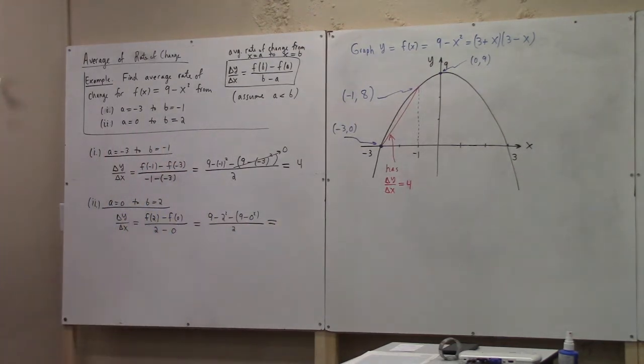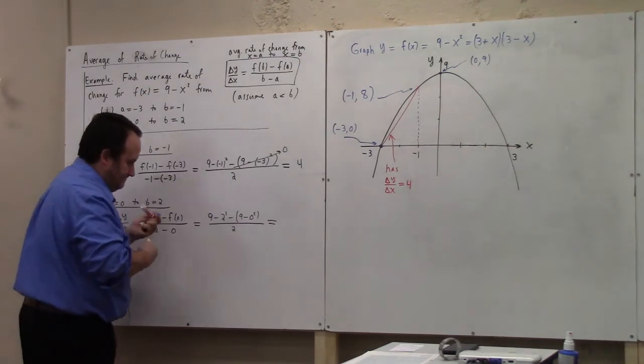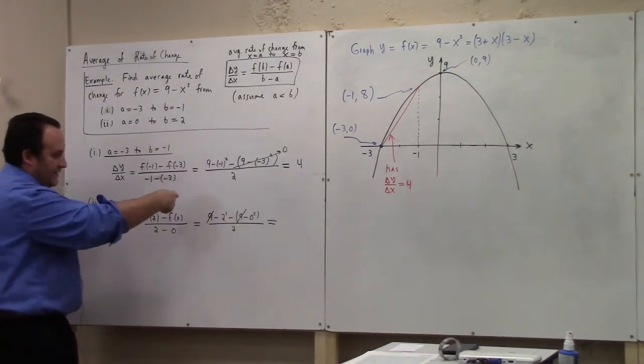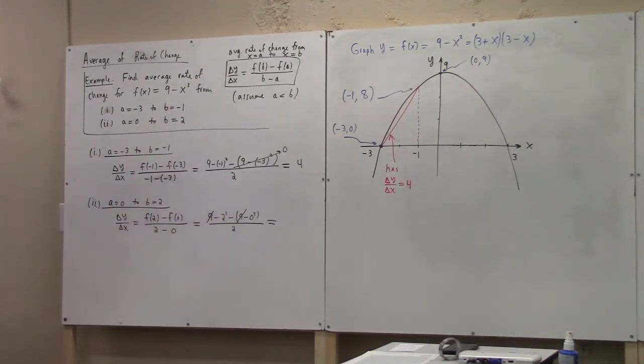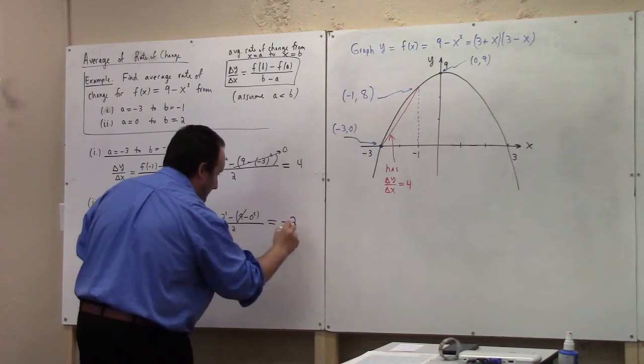So what's that work out to? The 9's cancel this time, right? So this 9 cancels that 9. And we're just left with what? 4 over 2, but there's a minus, right? So we get, looks like, a minus 2.